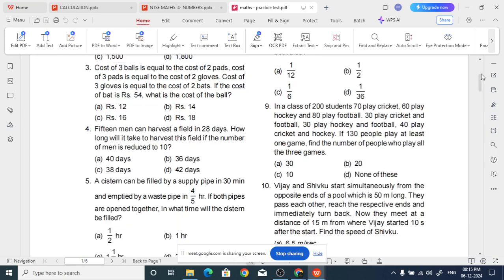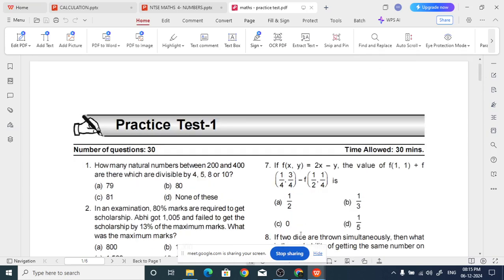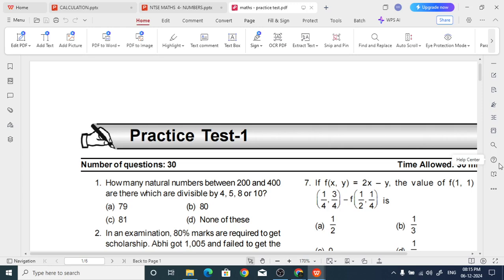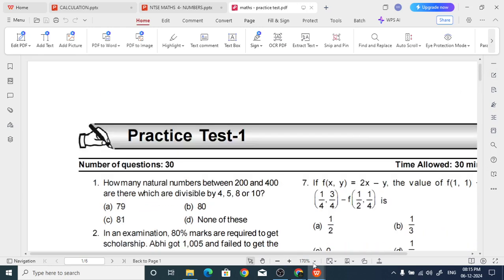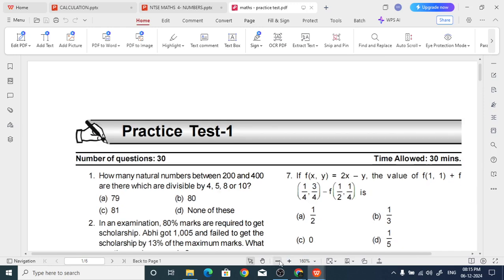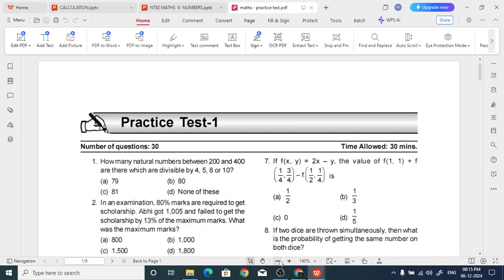Oh, 1 minute. Question number 2. In an examination, 80% marks are required to get scholarship. Abhi got 1005 and failed to get the scholarship by 13% of the maximum marks. What was the maximum marks? Interesting. Little tricky, but not difficult.